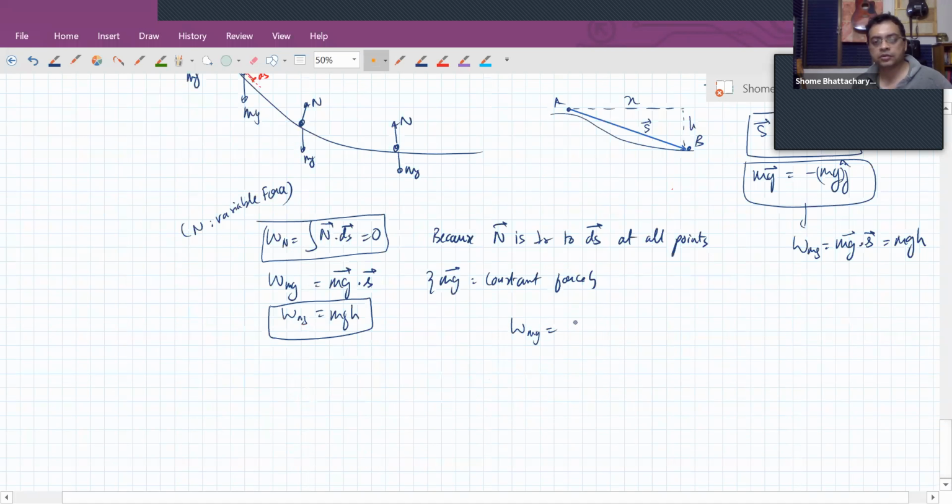So 1 into 10 into 20, so 200 joules. That is the work done by gravity, whereas the work done by normal reaction is 0. So that is my first part's answer. Now the second part is here only.